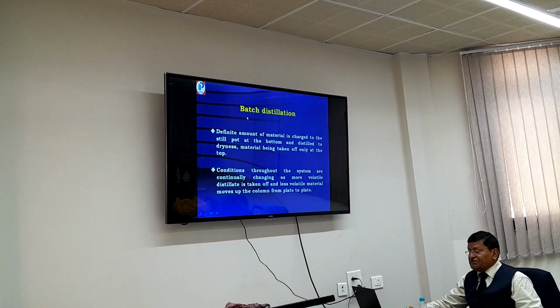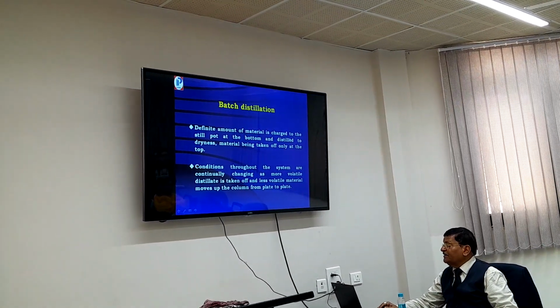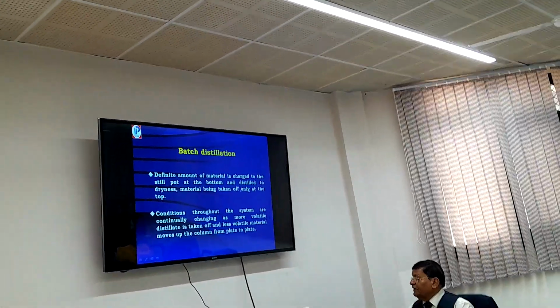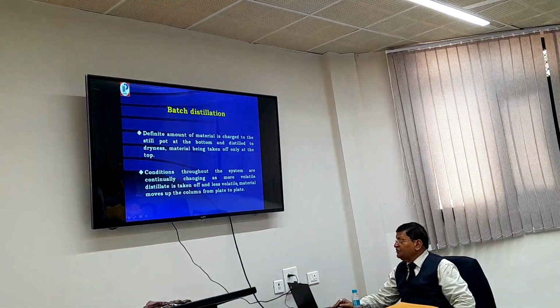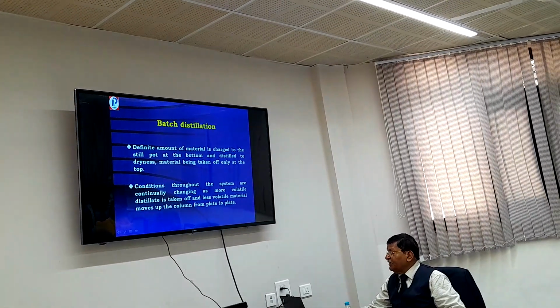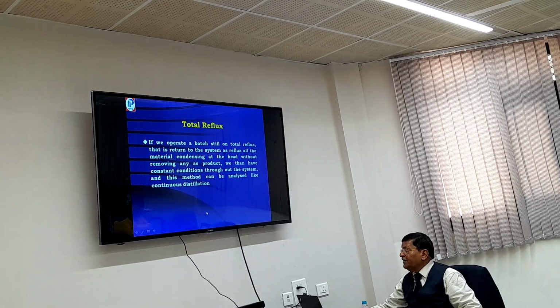The batch distillation is our distillation, that is TBP. A definite amount of material is charged to the still part of the bottom and distilled to dryness. Conditions throughout the system are continuously changing as more volatile distillate is taken out and less volatile material moves up the column from plate to plate.